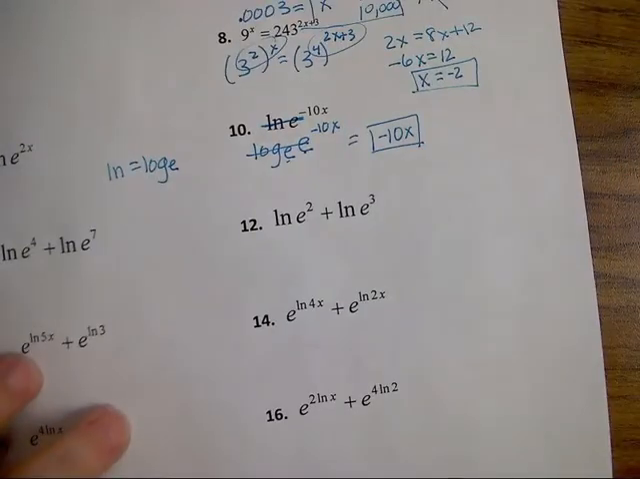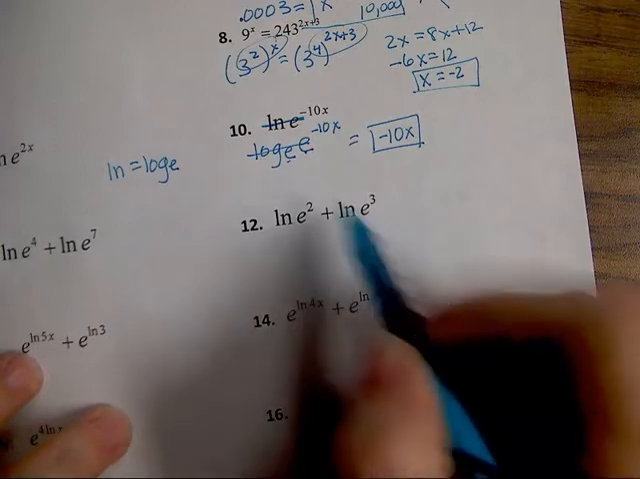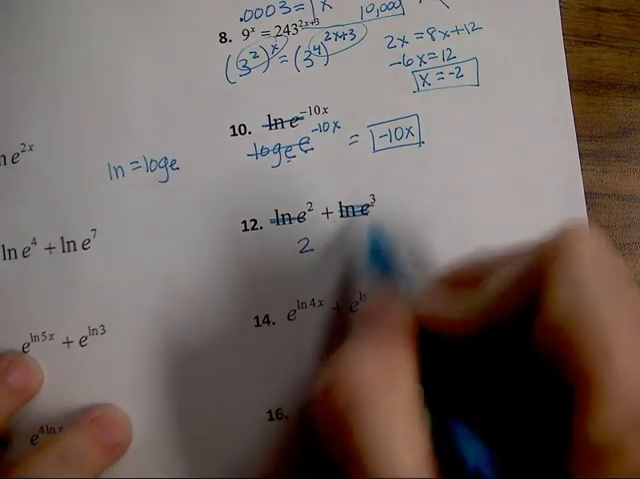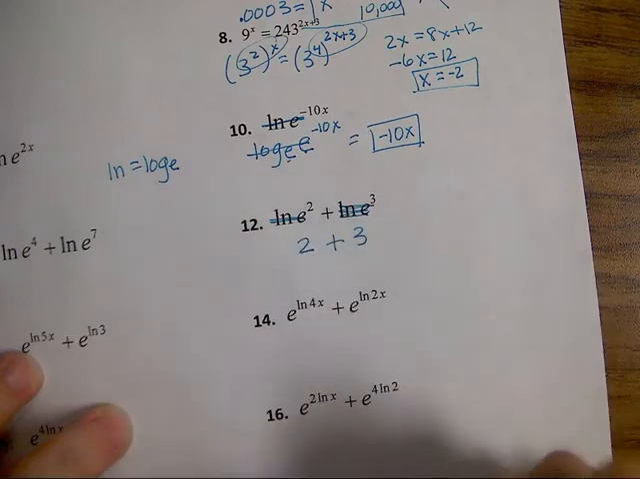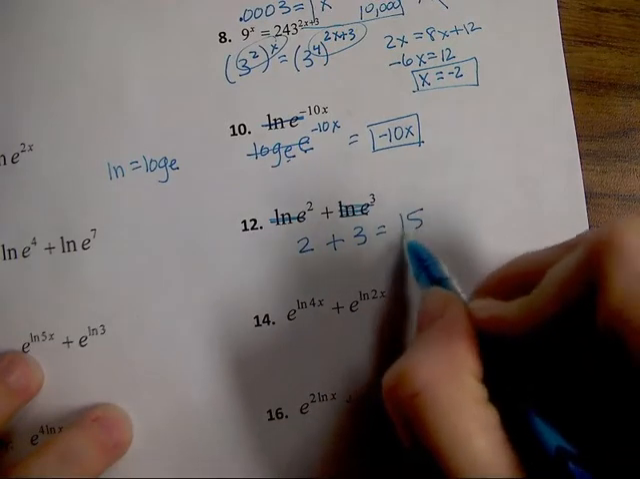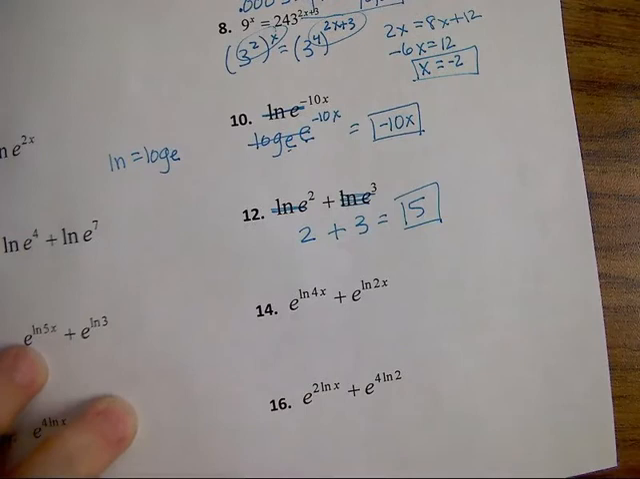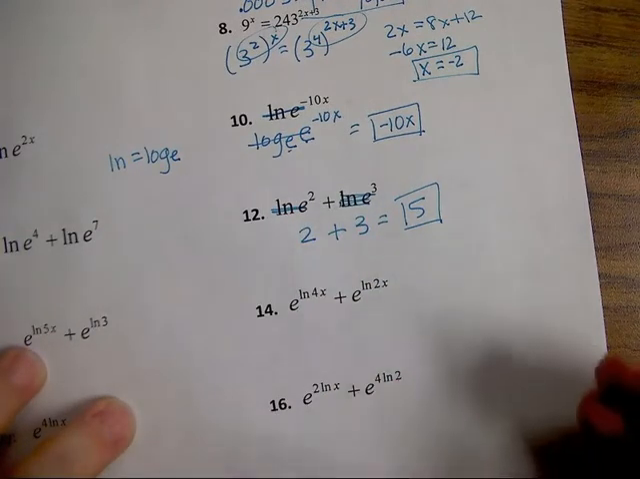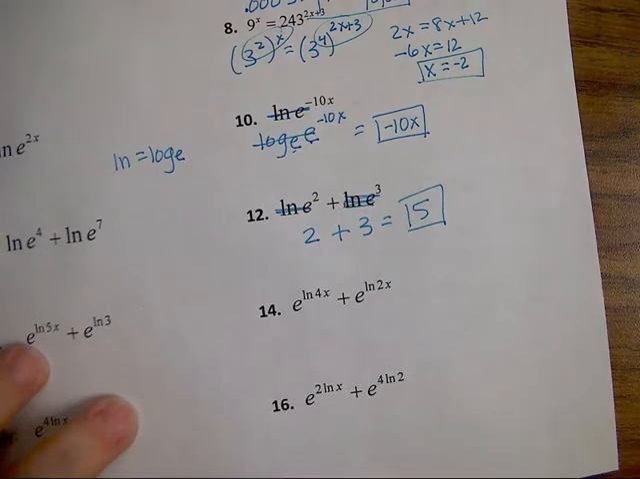All right, number 12. Again, I see natural log and e together, so we're going to cancel those out. I'm left with the 2, I'm left with the 3, plus sign in the middle. All this does is simplify to 5. I'm not going to multiply them because I canceled out the logs. There's no logs left to do log properties with once they're canceled out.